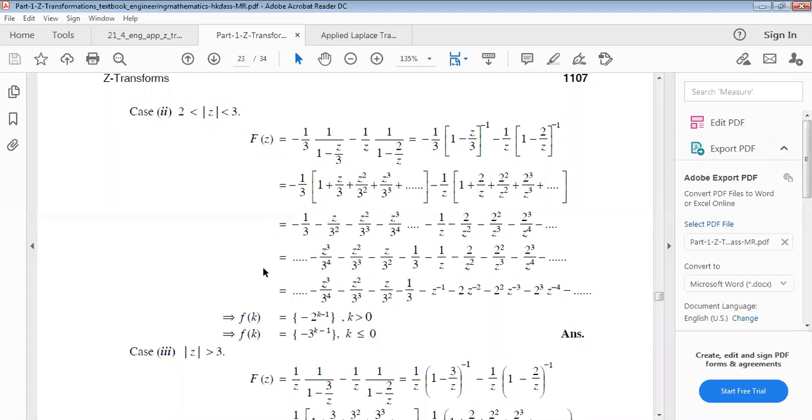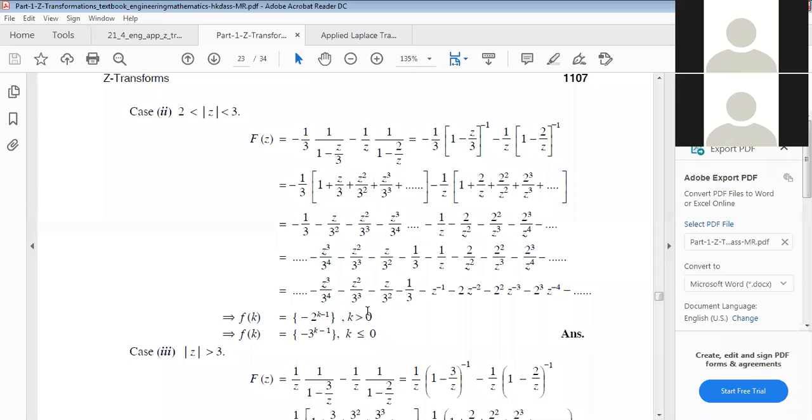The z transformation. Now the sequence f(k) can be written as what? It is minus 2 to the power k minus 1 where k is greater than 0, and f(k) will be minus 3 to the power k minus 1 where k is less than or equal to 0. If k is negative, we use this one, and if k is positive, then the other. Just dividing into two parts.